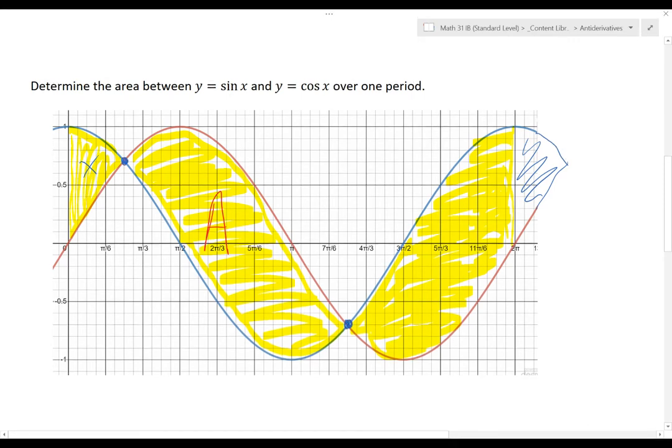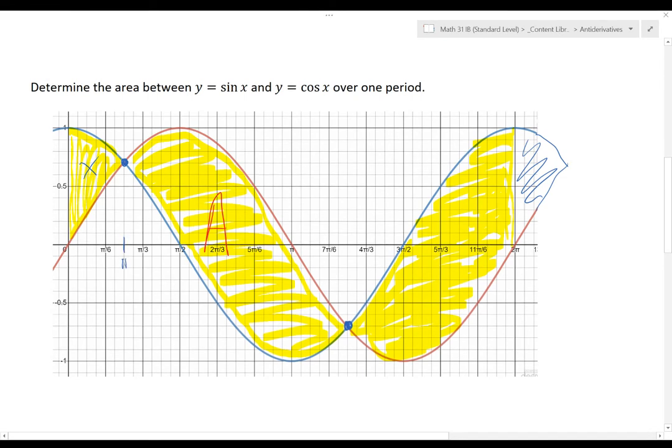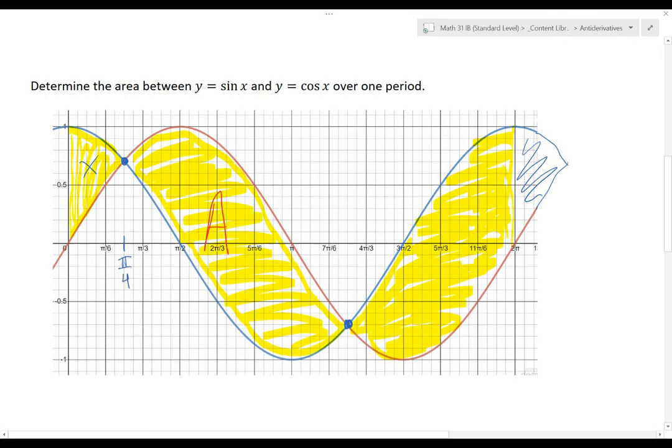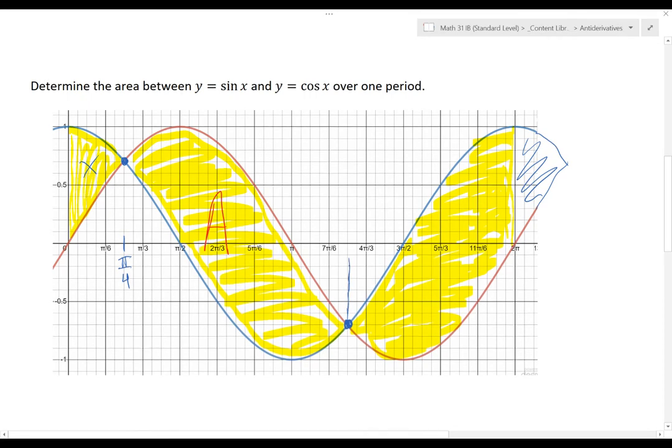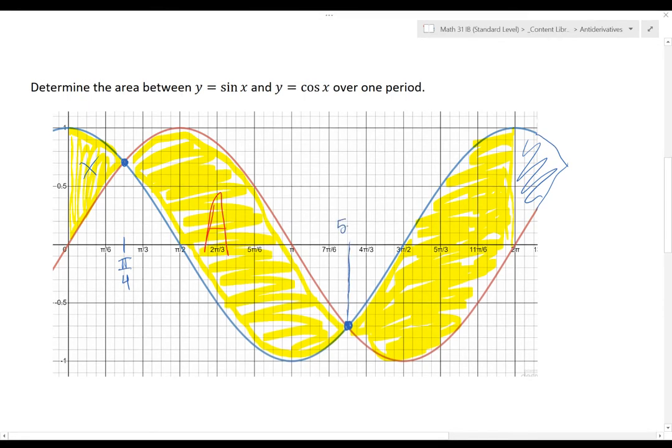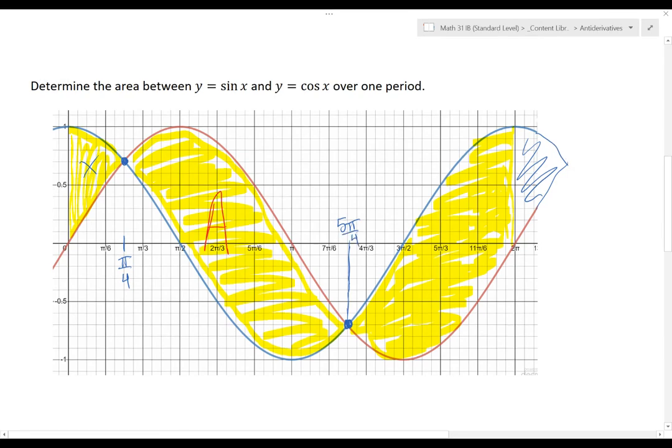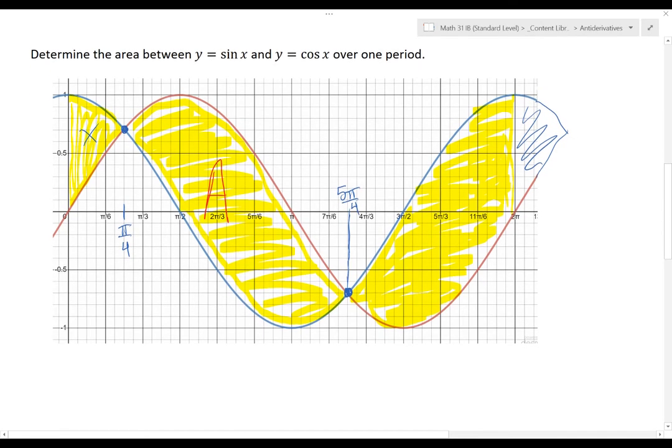So I need to know where they intersect. Now again, where are cosine and sine equal? They're equal for reference angles of pi over 4, or 45 degrees. And in fact, the first one is going to be at pi over 4. The next one is going to be where they're both negative. So in other words, in quadrant 3, with a reference angle of pi over 4 is going to be 5 pi over 4.